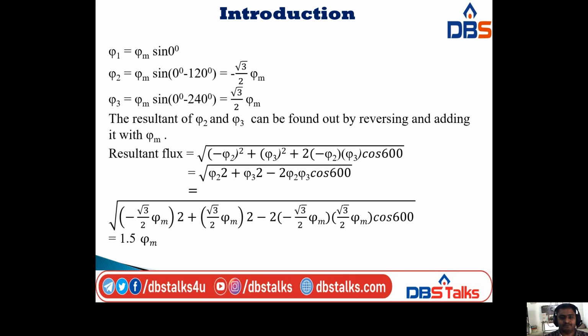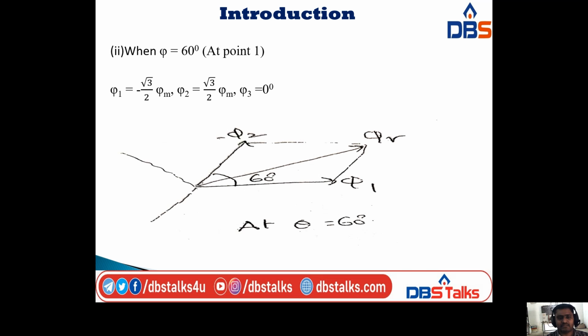Next, coming to the second case, when theta is equal to 60 degrees, we have the phasor diagram like this. Here, after taking theta equal to 60 and substituting in the instantaneous flux formulas, we have the values only for phi 1 and phi 2, and the phasor sum of phi 1 and phi 2 gives the resultant flux. We know the formula, that is phi 1 is equal to, what is the formula?